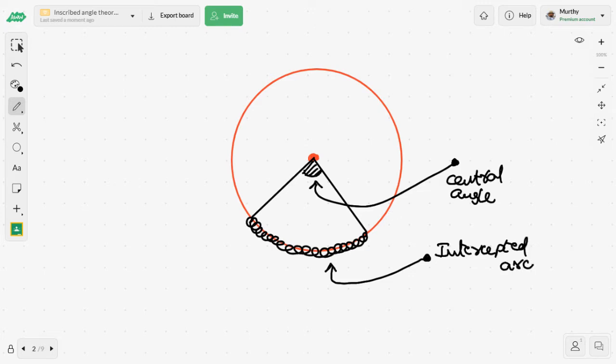Next, let me take two more line segments. This is a chord and this is another chord. These two chords are making an angle here, not at the center. This angle is made on the circle. This is known as an inscribed angle.